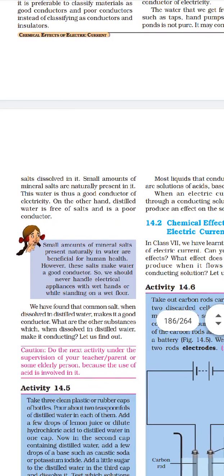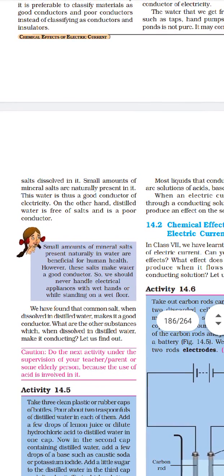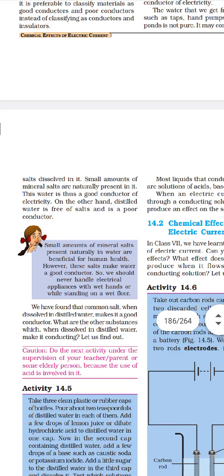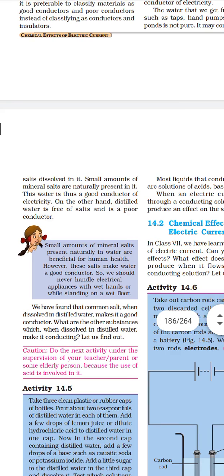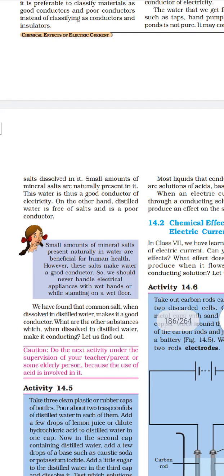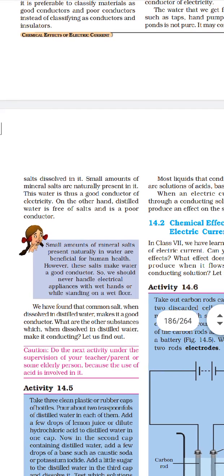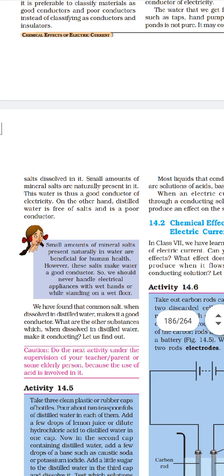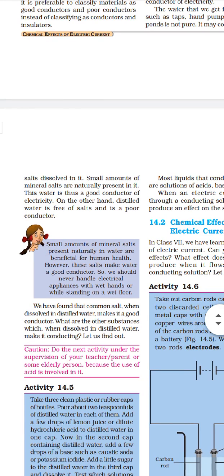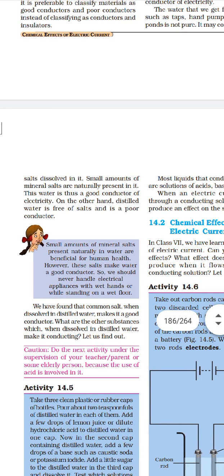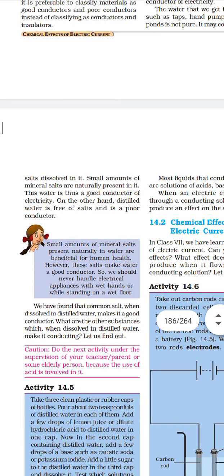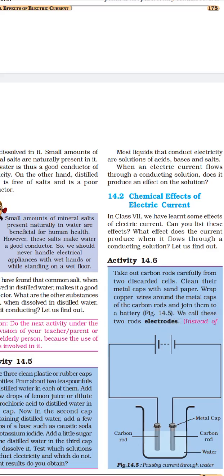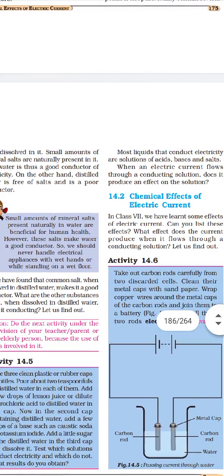We have found that common salt when dissolved in distilled water makes it a good conductor. What are the other substances which, when dissolved in distilled water, make it conducting? Most liquids that conduct electricity are solutions of acids, bases and salts.